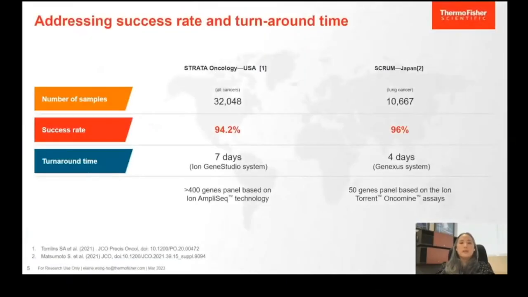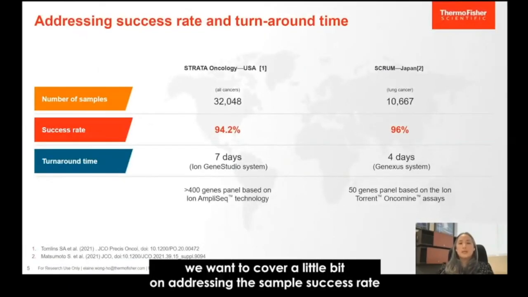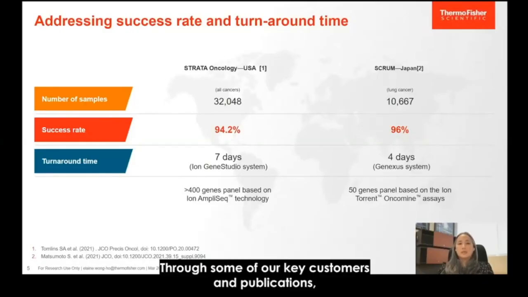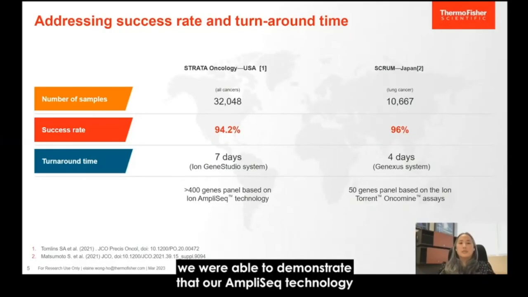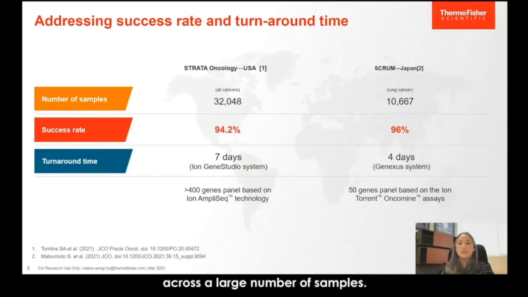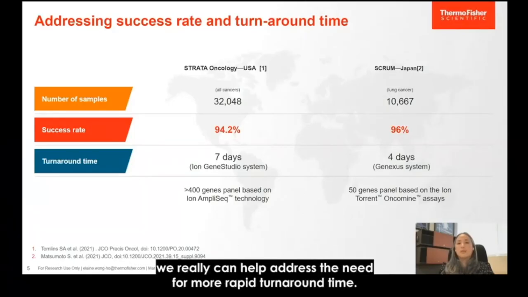So here in the next slide, we want to cover a little bit on addressing the sample success rate and turnaround time. Through some of our key customers and publications, we are able to demonstrate that our AmpliSeq technology is really great at providing rapid, good success rate across a large number of samples. In addition, with our new Genexus platform, we really can help address the need for more rapid turnaround time.